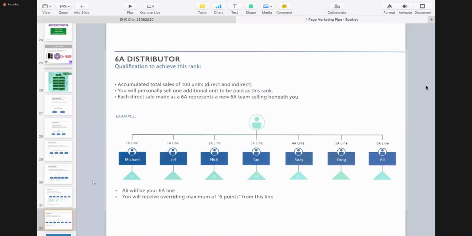Now, what about individuals like you and me, Noli? They start off as one person. I come in, okay, now I want to do this. How long does it take these people to become 6A?